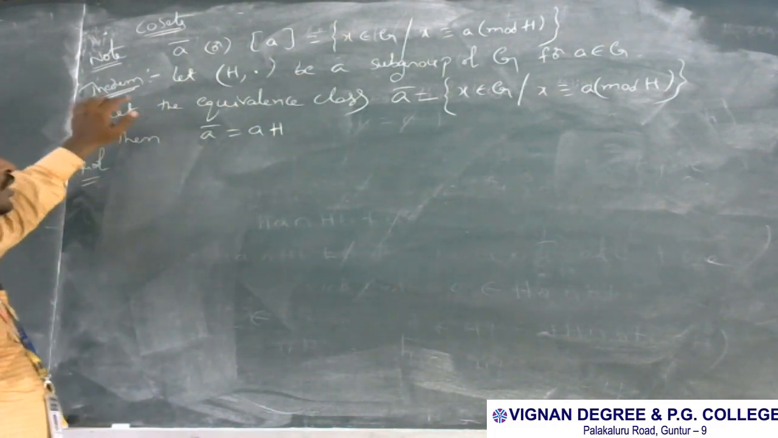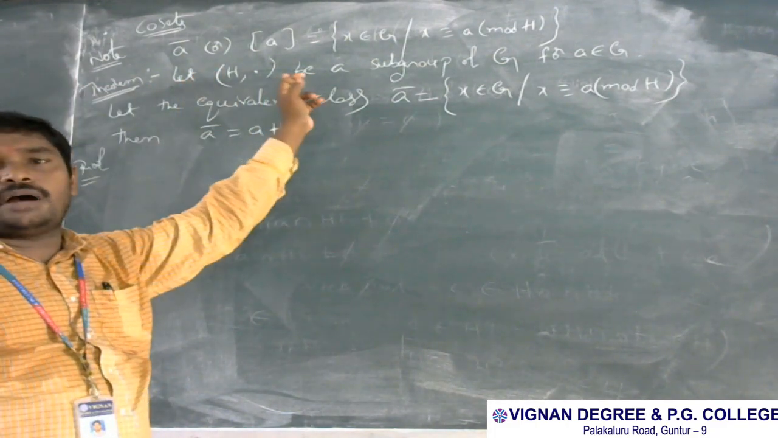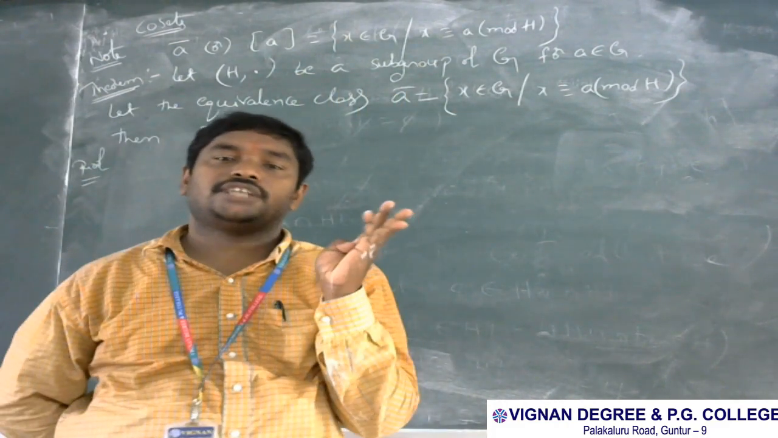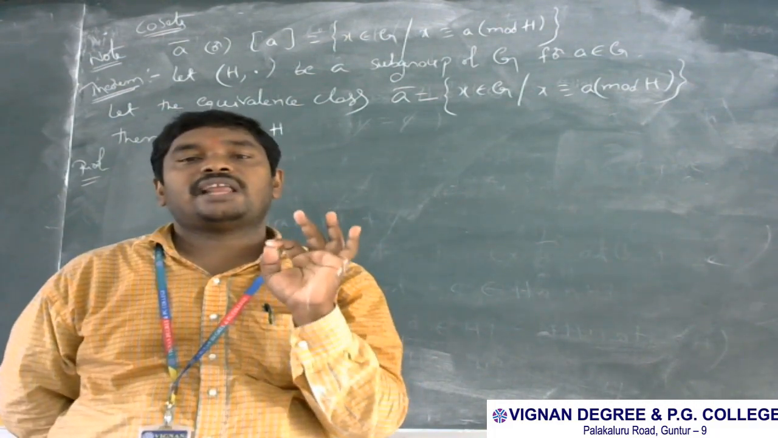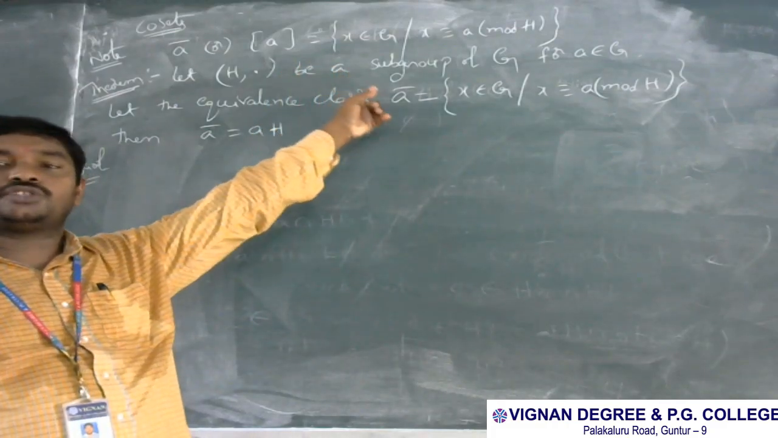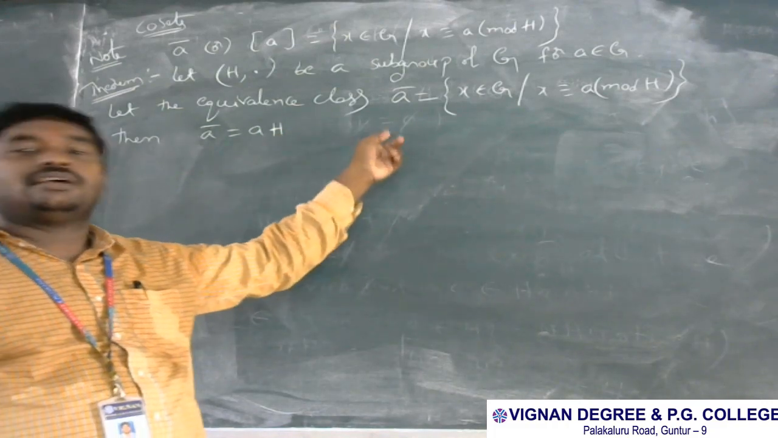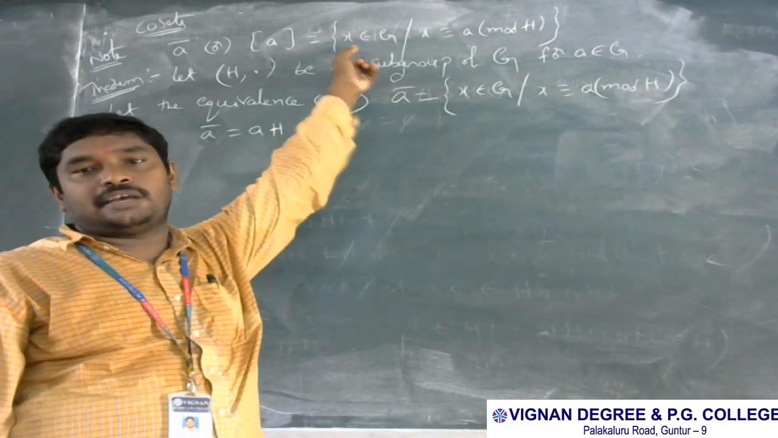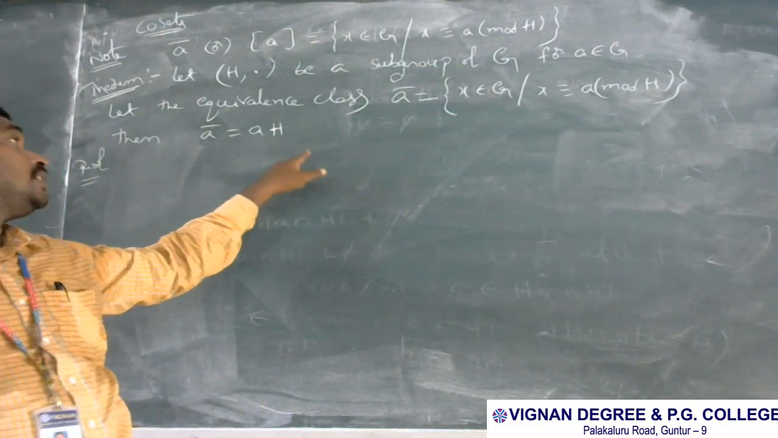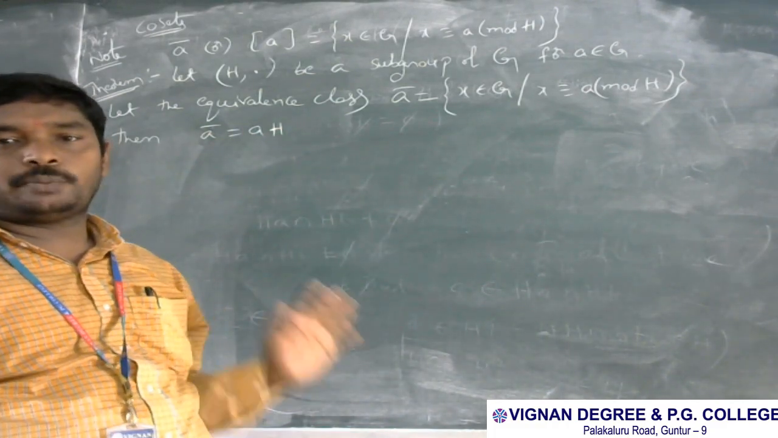So now we are going to prove this theorem. What is the theorem? Let H, dot be a subgroup of G, meaning G is a group and H is a group with respect to multiplication. For A belongs to G, let the equivalence class A bar also be given. So now we have to prove A bar is equal to AH. We have to prove this.